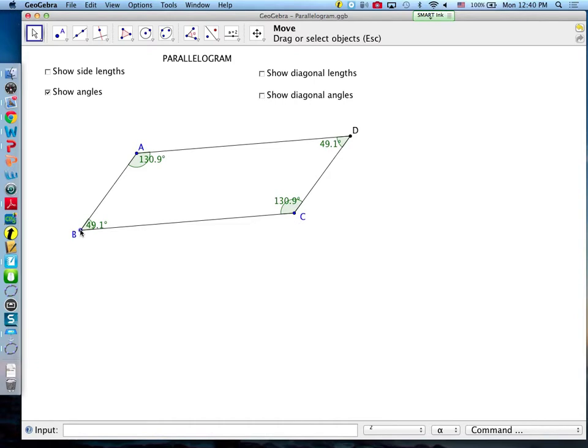All right, let's try something else. How about side lengths? Measure how long your sides are on your parallelogram. You can choose either metric or inches. I think the millimeters is probably more exact and a little easier to write down. Measure all four sides.